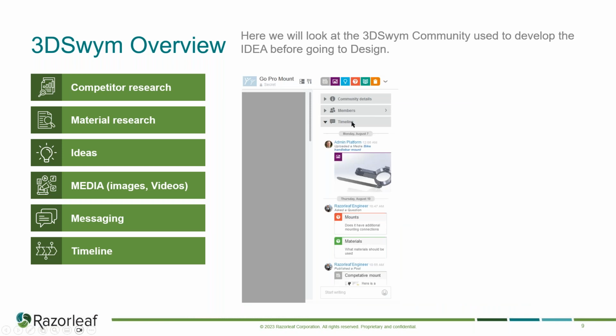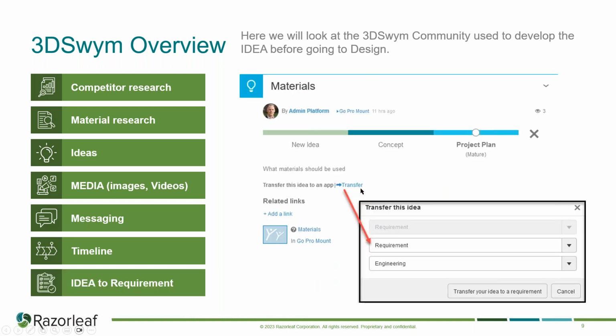And then I could look at the timeline over the period of the design as well. So it gives me a very good breakdown of the chronological order of things that have happened inside of my community. And then the other really nice important thing about this is once we got an idea to a certain stage, we said, let's use that and make that a requirement. So maybe it was a material, and the material that we chose got to, this is great, we like this, and project plan it. And then we said, transfer this idea to a requirement. Now that requirement gets created, and it goes to the engineering category in its actual requirement. And then I can apply that to the model definitions.